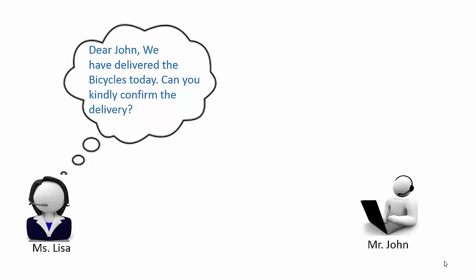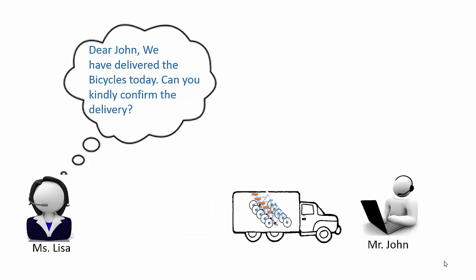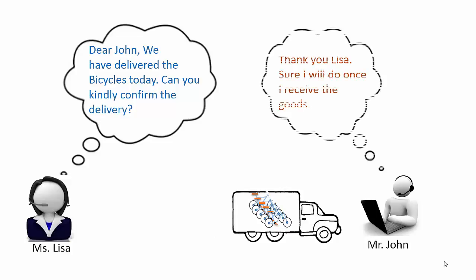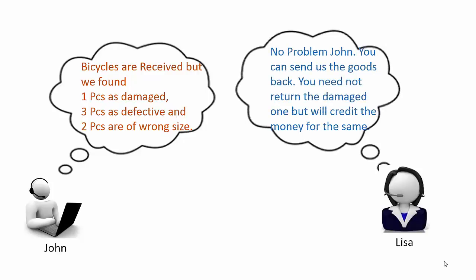Recently, RS Bicycle Trading Company delivered an order to John, and Lisa is confirming the delivery and asking John to confirm the same on receipt of goods. After carefully reviewing the delivered bicycles, John found that one piece was damaged during transportation, 3 pieces are defective, and 2 pieces are of the wrong size. John informs their vendor Lisa about the same, and Lisa asks him to send back the defective goods.